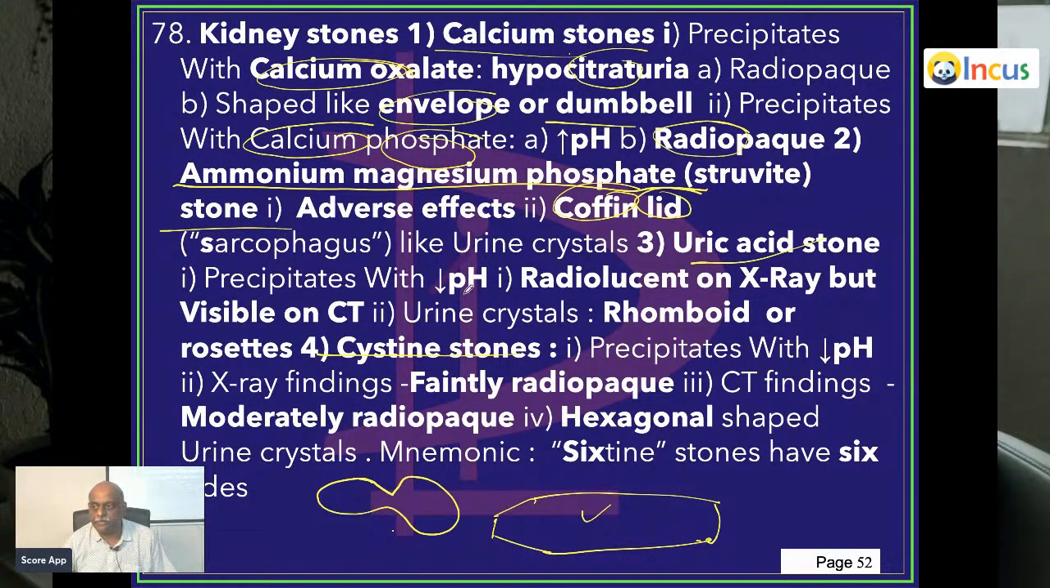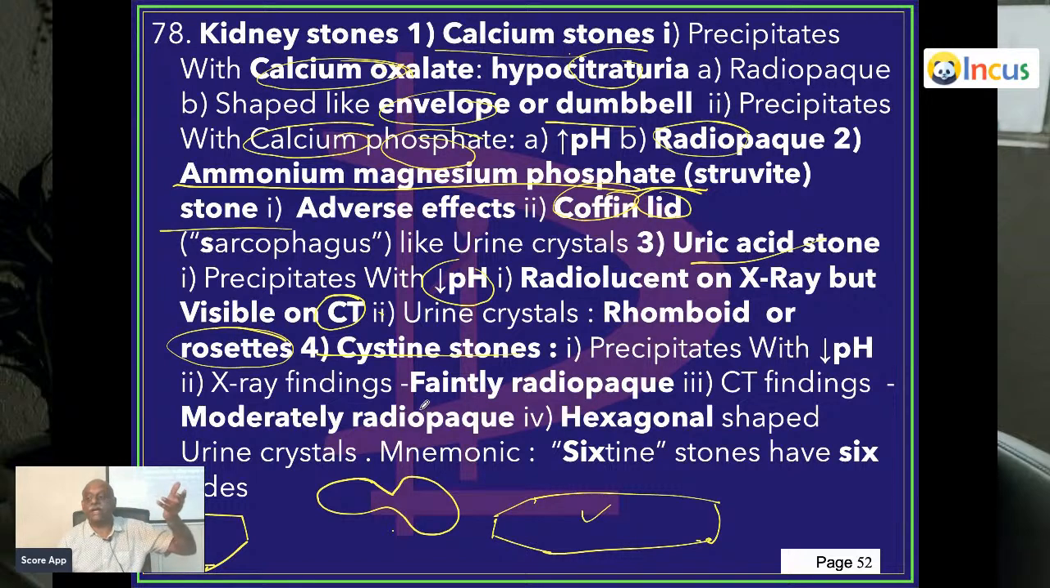Then uric acid stone. Uric acid stone precipitates if the acidic pH is there for the urine. They are radiolucent on X-ray but still visible on CT. Which ones? Urate stones. They are rhomboid in shape. Rhomboid in shape. And they can present like rosettes.